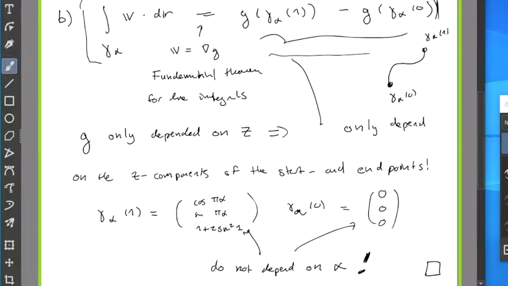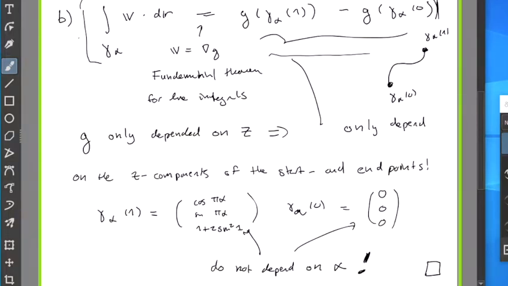So this theorem in particular shows you that if you have two curves which have the same start and end points, we would get the same value for the line integral. This is only true for conservative vector fields. In this example, we do not have curves which share the same start point and end point. The x and y components of the endpoint depend very much on alpha. However, the potential only depends on the z coordinate, so we only need to look at the z coordinate. So we really need to know the fundamental theorem of line integrals to solve this exercise.